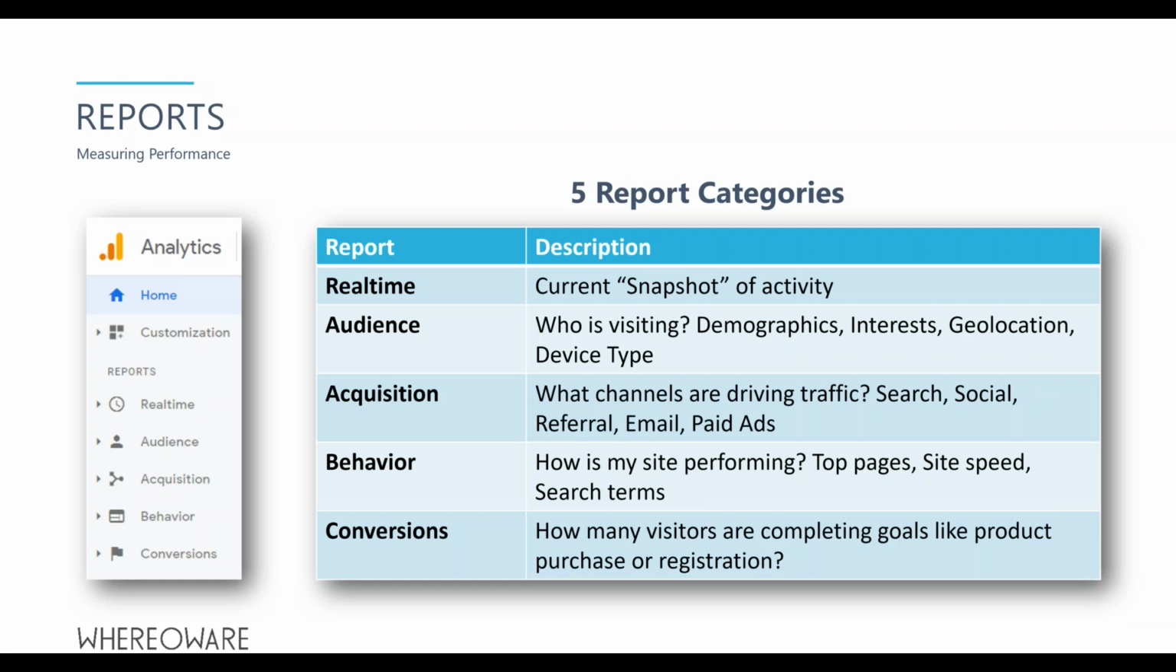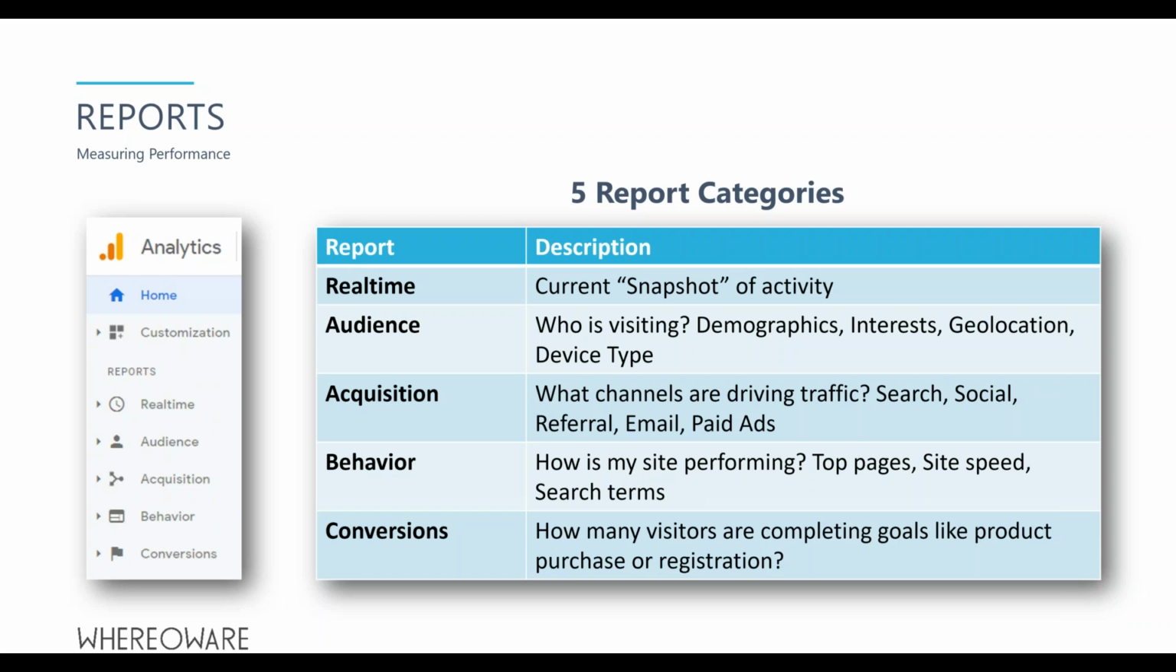But at the top level, you have 5 categories, which are real-time, which provides the current snapshot of the activity on the website. Audience, which answers questions about who is visiting, and these include demographics, interests, geolocation, and device type. Then we have acquisition, which we've talked a little bit about, the channels, what channels are driving traffic. This includes search, social, referral, email, paid ads.